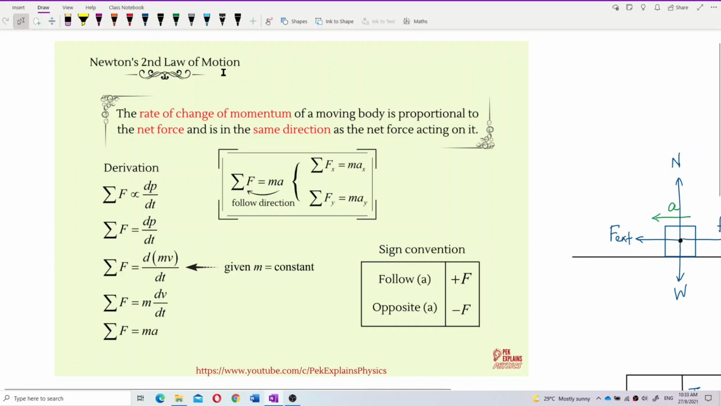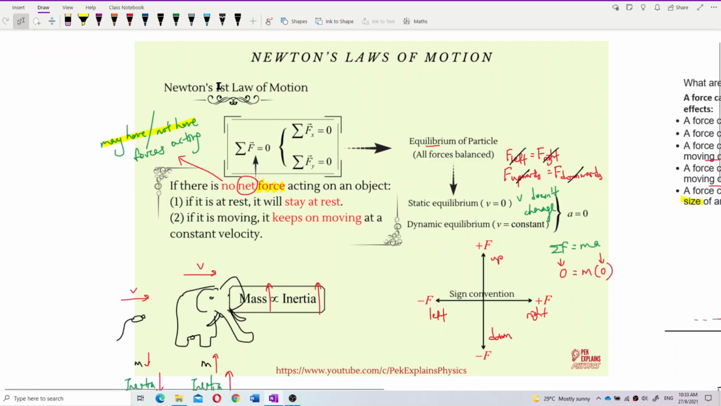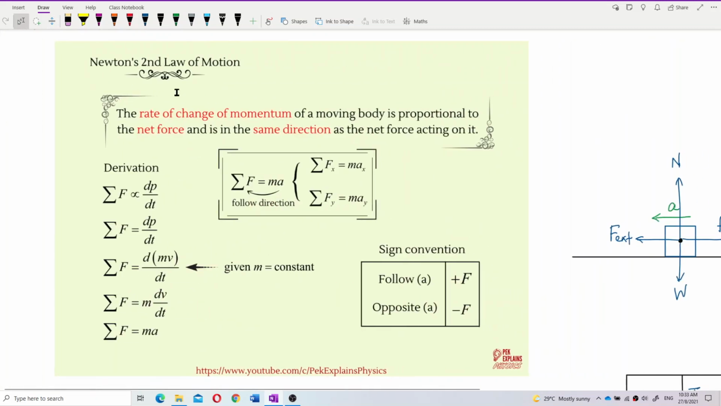Newton's second law of motion, right? Basically, Newton's second law of motion is about total force equal to ma, or resultant force equal to ma. We've got acceleration. Last time, Newton's first law was total F equal to 0, equilibrium. Now this time, Newton's second law is about total force equal to ma. Okay, that's in short.